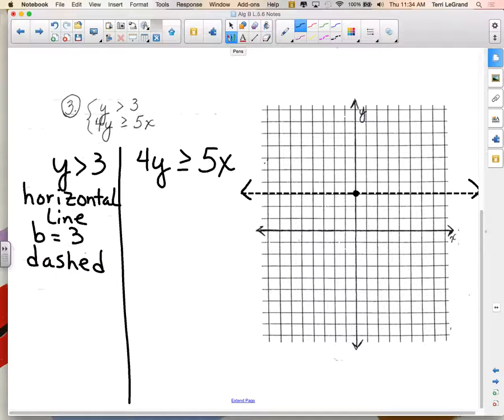Above. So it says y is greater than 3. So you're thinking we should shade above it? Yes. So basically it's saying all the y values need to be greater than 3. So it's appearing that we should shade it up here.